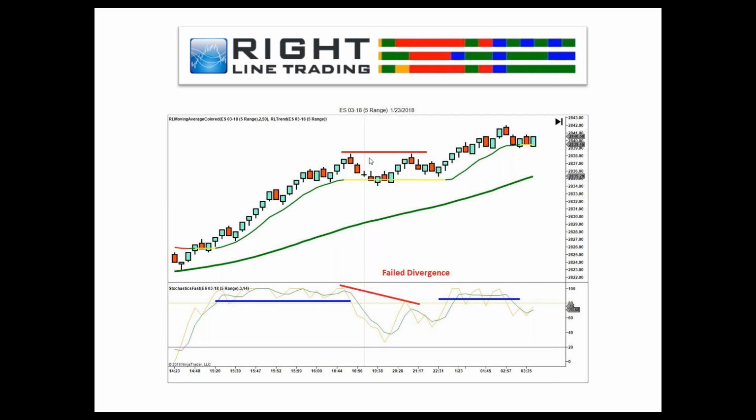Now you can see right here, you have failed divergence. You have equal highs, but the stochastic is much lower, and price just comes right down and goes right back up. And this is where MACD divergence failed and stochastic divergence failed. But a higher time frame stochastic divergence does have some predictive power, so we couldn't ignore it.